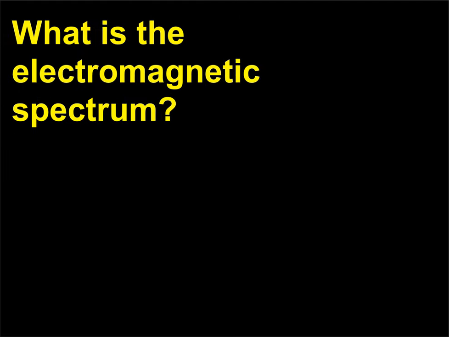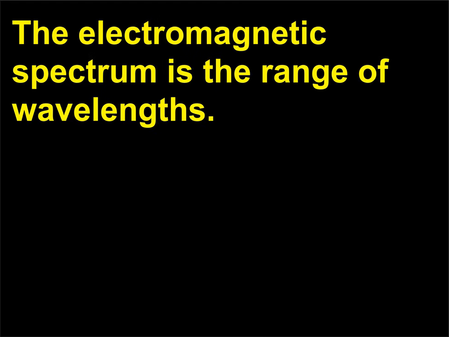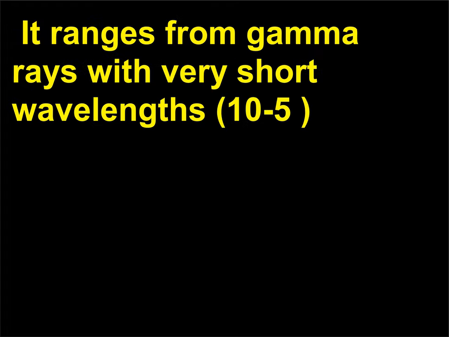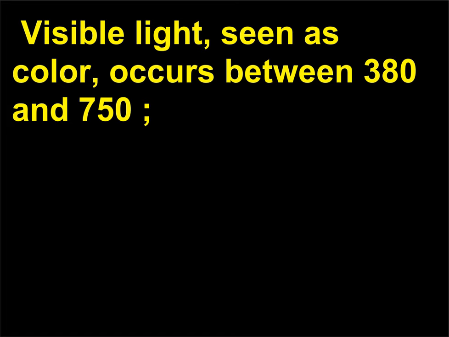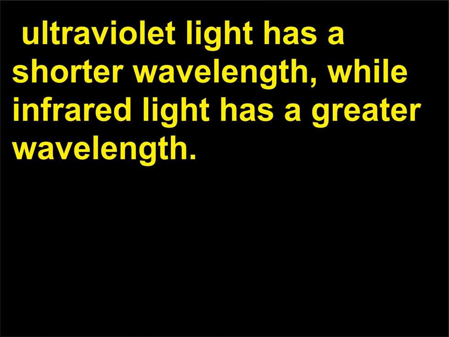What is the electromagnetic spectrum? The electromagnetic spectrum is the range of wavelengths. It ranges from gamma rays with very short wavelengths, 10 to 5, and high energy through radio waves with longer wavelengths, 103 meters, and less energy. Visible light, seen as color, occurs between 380 and 750. Ultraviolet light has a shorter wavelength, while infrared light has a greater wavelength.